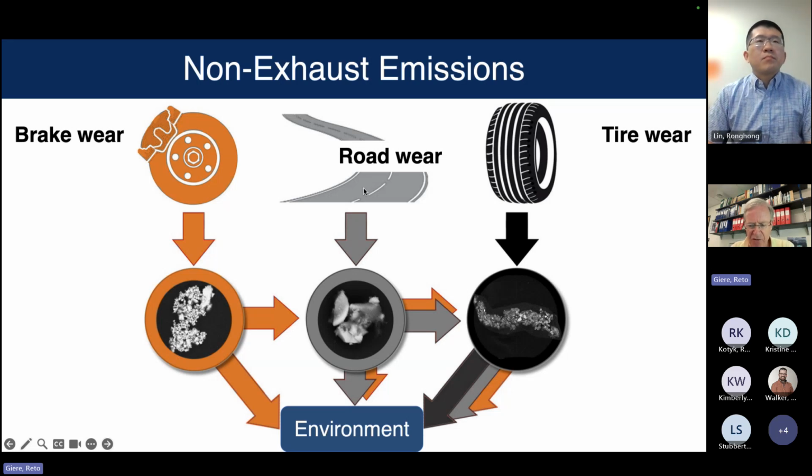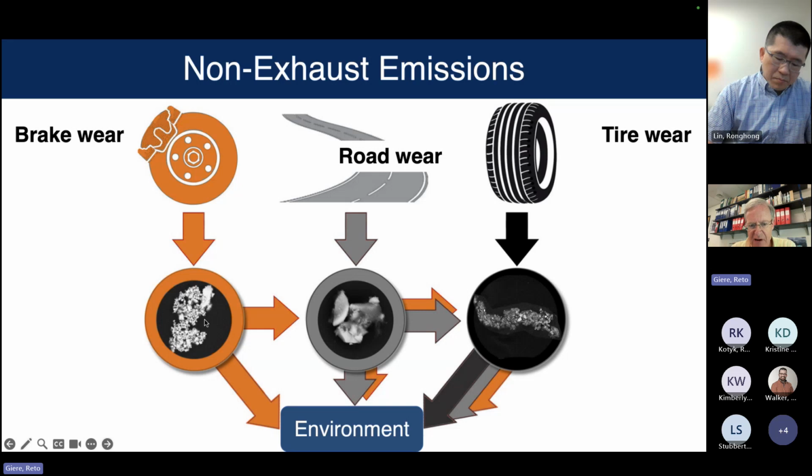Also, when you drive on the road, you abrade the road surface. So these road wear particles accumulate on the road in road dust, and so they are shown in this gray circle. And finally, the third type of non-exhaust emissions are tire wear particles, so what we abrade from our tires.